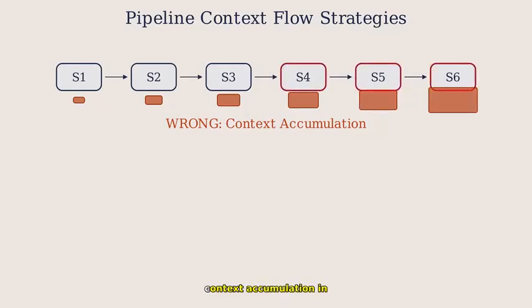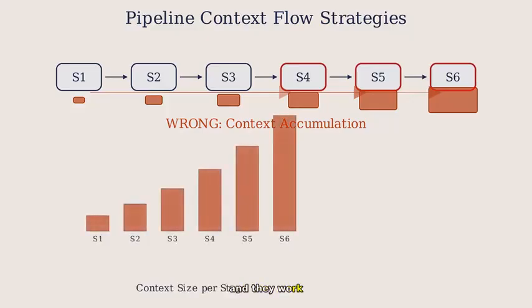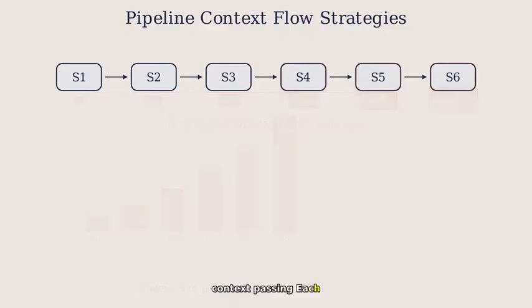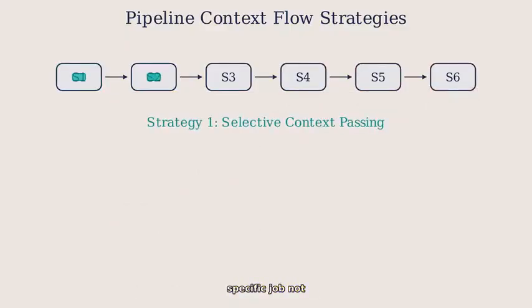So how do you manage context accumulation in practice? There are 4 core strategies, and they work together. The first strategy is selective context passing. Each stage receives only what it needs to do its specific job, not the complete output of every previous stage.